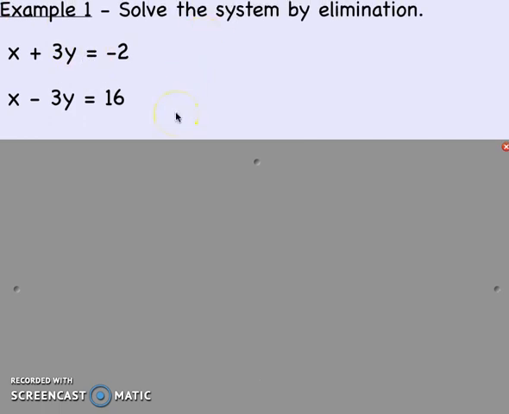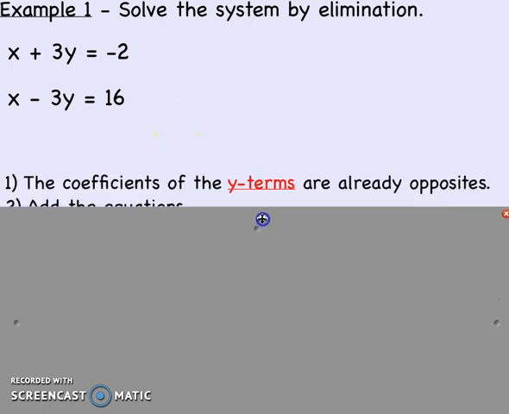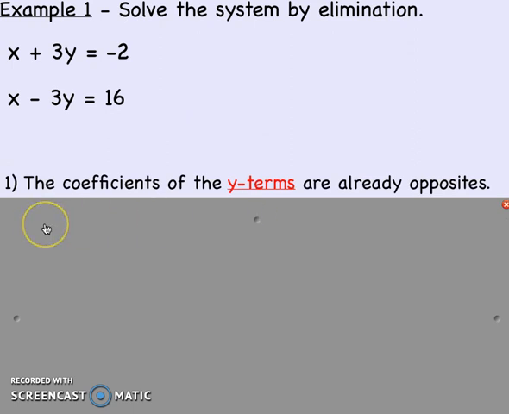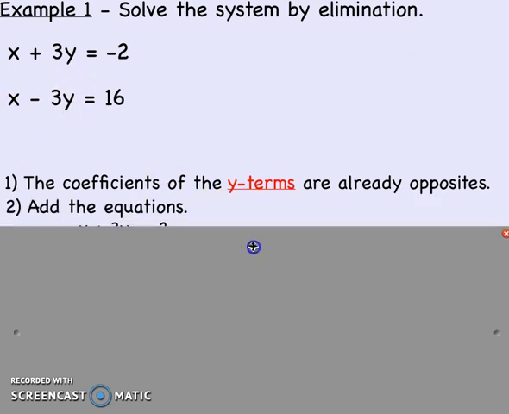So we're going to solve the system by elimination. If you look at the equations, x plus 3y equals negative 2 and x minus 3y equals 16. We first have to see, do we have a pair of coefficients that are opposite? Well, in this case, we do. The coefficients of the y terms are already opposites. We have a positive 3 and a negative 3. When we add these equations together, those y terms are going to cancel.